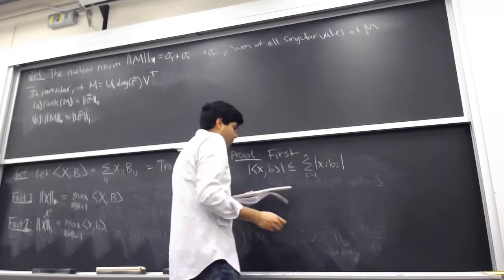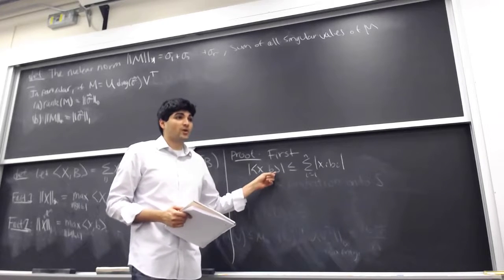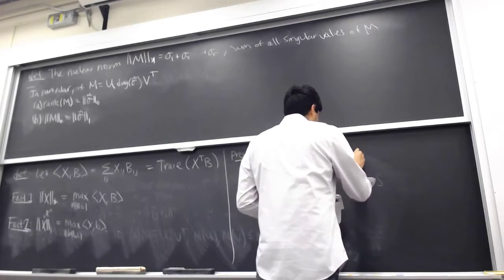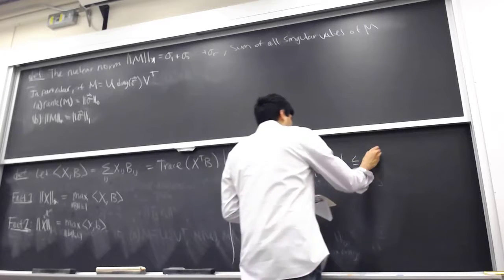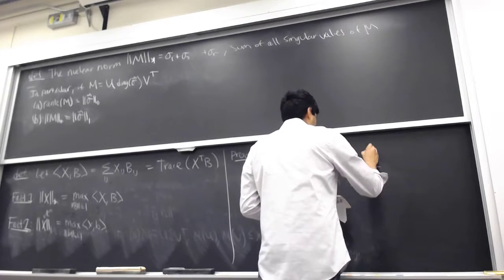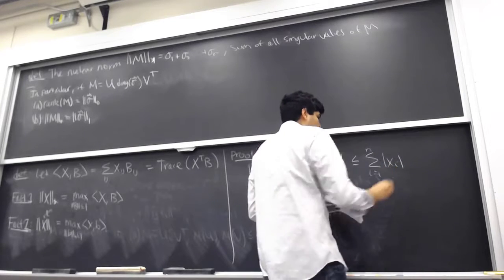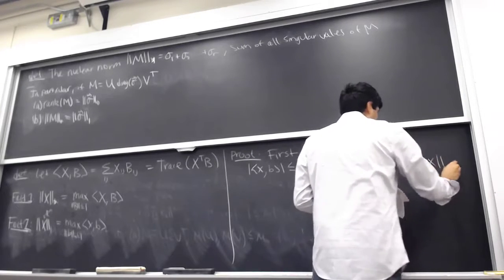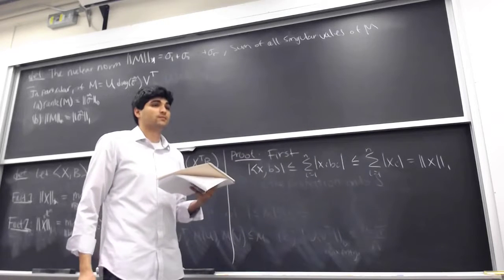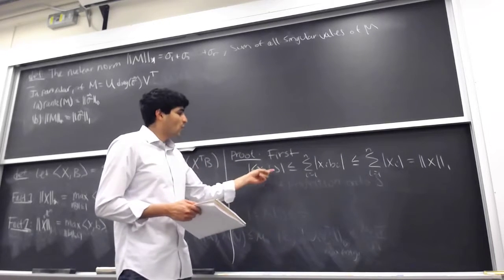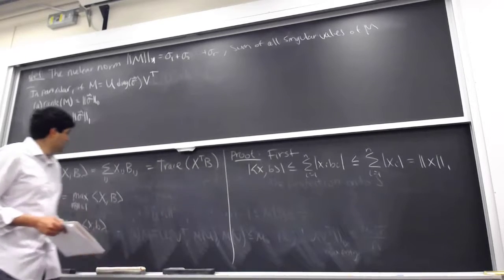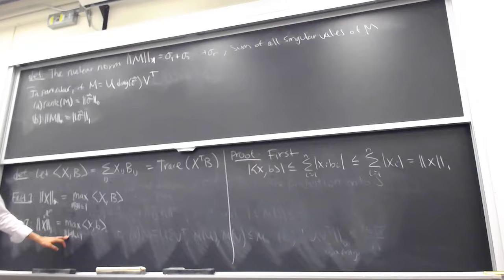Xi times bi. Now, since b has infinity norm at most 1, each of the entries is between -1 and 1, so we can upper bound this just by the sum of the x of i's, and that's just the L1 norm of x. So this proves one side of our inequality: for any valid little b whose infinity norm is at most 1, whatever we get for this quantity really is a lower bound on the L1 norm of x. So that's weak duality.